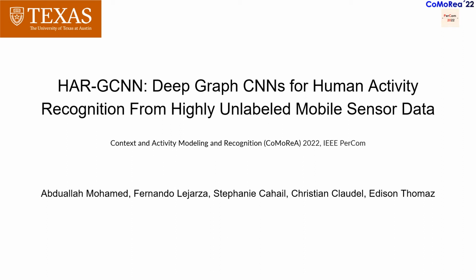Hello everyone, thanks for taking the time to look into our work, HAR-GCNN, in which we present a deep graph CNN for human activity recognition from highly unlabeled mobile sensor data. This work was done at the University of Texas at Austin. It was presented at the Context and Activity Modeling and Recognition Workshop, which is under the IEEE PerCom Conference.